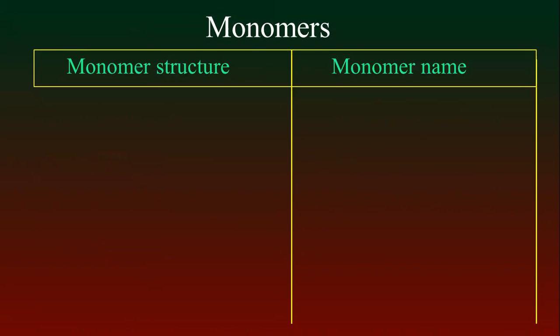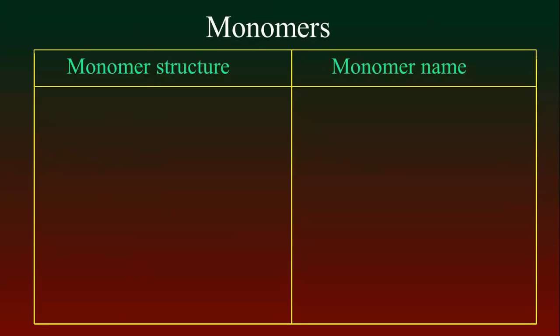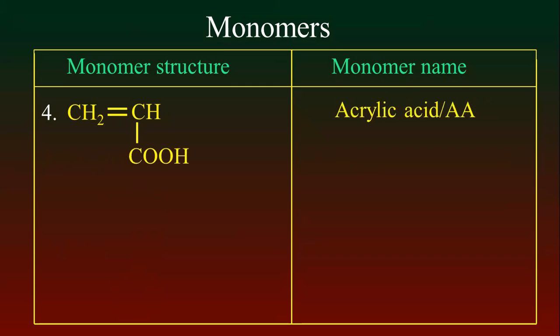Now in a similar way, the next monomeric structure is where the hydrogen atom in ethylene is replaced by a carboxyl group, and the name of this monomer is acrylic acid.